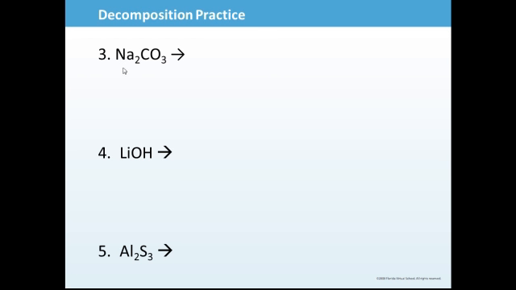Decomposition practice number 3. We recognize we have one reactant, therefore we know it's decomposition. Sodium is a metal. CO3 is the polyatomic ion carbonate. Therefore I know this is metal carbonate, and in our directions it said that a metal carbonate will decompose to form the metal oxide plus CO2. So I know CO2 is one of the products.